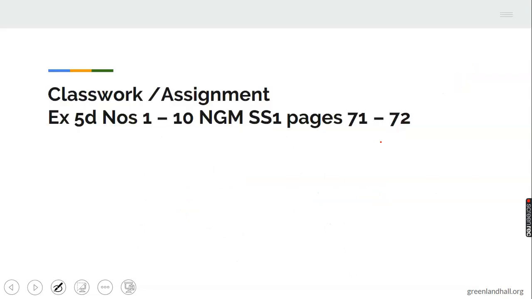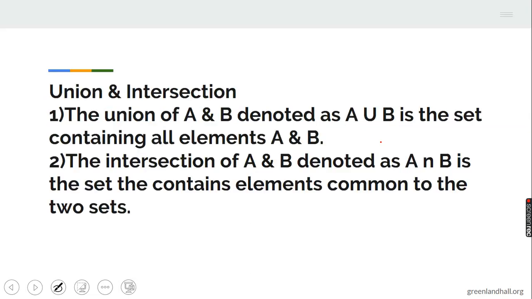Now, assignment. Exercise 5D, number 1 to number 10, General Mathematics SS1, on pages 71 to 72.